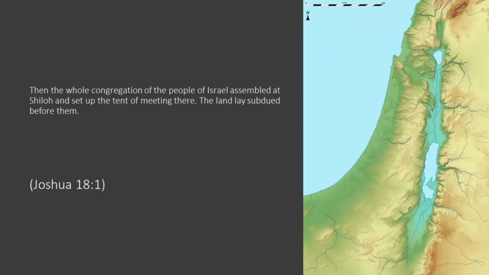But after the conquest is over, they head into Shiloh. And that's where we come to Joshua 18:1. It says, "Then the whole congregation of the people of Israel assembled at Shiloh and set up the tent of meeting there. The land lay subdued before them." So the conquest is finished at this point in Joshua 18, and now they set up the tent of meeting, that's the tabernacle, right there in Shiloh. And it would remain there for about 369 years, as far as I understand, so well over 300 years.